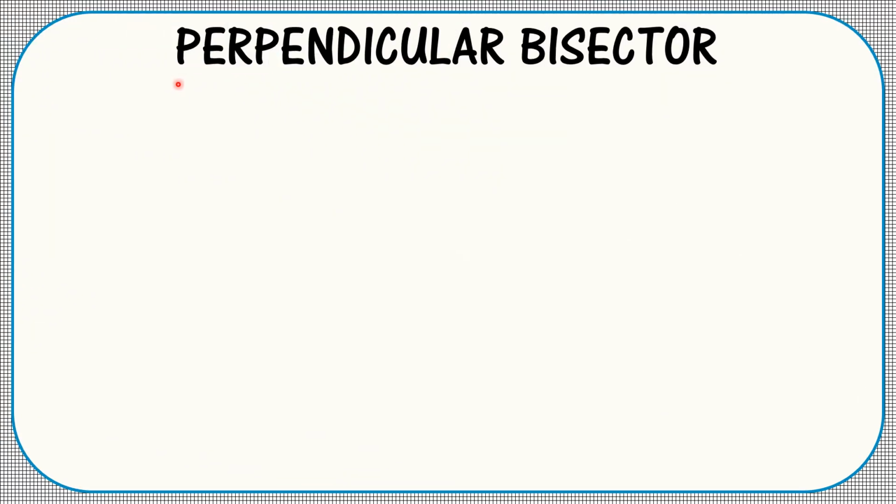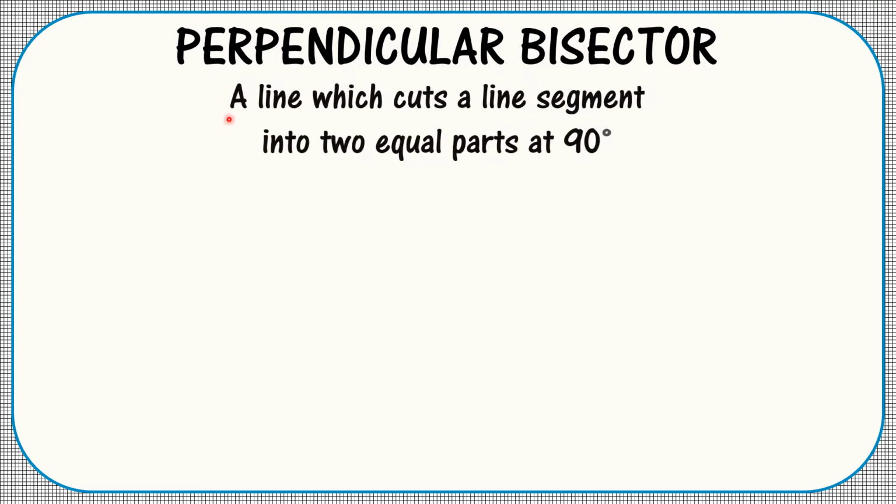Now we will go over a perpendicular bisector. A perpendicular bisector is a line which cuts a line segment into 2 equal parts at 90 degrees. Perpendicular is when 2 lines meet and create a 90-degree angle, and to bisect something means to cut it into 2 equal parts. Say for example we have these 2 points, point A and point B, and we are asked to draw a perpendicular bisector for this.